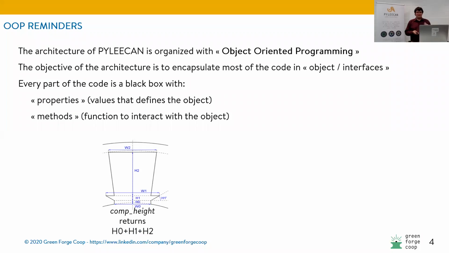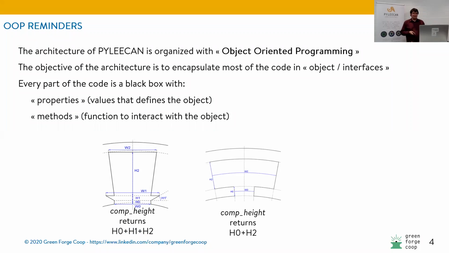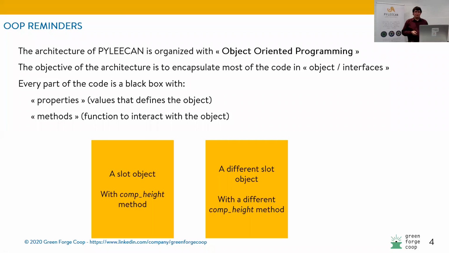Again, the idea is that if I have two schematics like this one, you can see the properties that are defined on the slot. On the one on the right, you have H0 and H2 that define the height. These are the properties of this particular slot. The properties of the other slot on the left are different, but it doesn't matter. At the end, we put that in the slot boxes, and it doesn't matter what is inside. You just know that you can interact with it by calling comp height, and it will always return the height of the slot. So that's always the same principle.